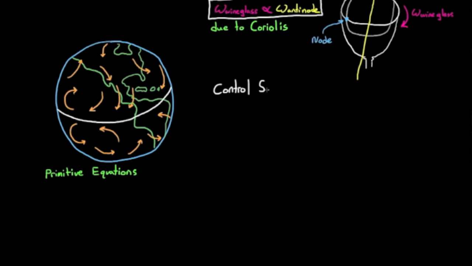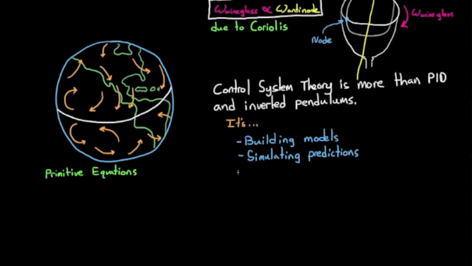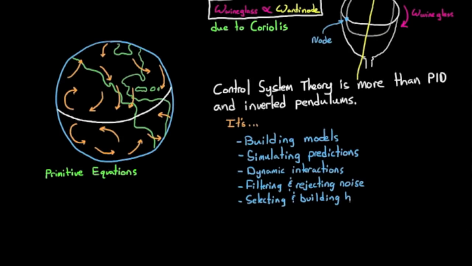And it's at this point you realize that control system theory is so much more than tuning a PID controller, or getting an inverted pendulum to stand upright. It's building models of your system, and then simulating it to make predictions. It's understanding the dynamics and how they interact with the rest of the system. It's filtering out noise and rejecting outside disturbances. It's designing or selecting proper sensors and actuators. It's testing your system to ensure it'll perform as expected in an unexpected environment. And ultimately, it's being able to understand your system at the most basic level.